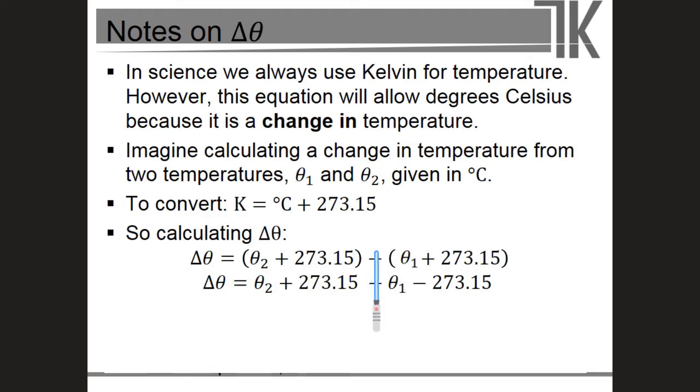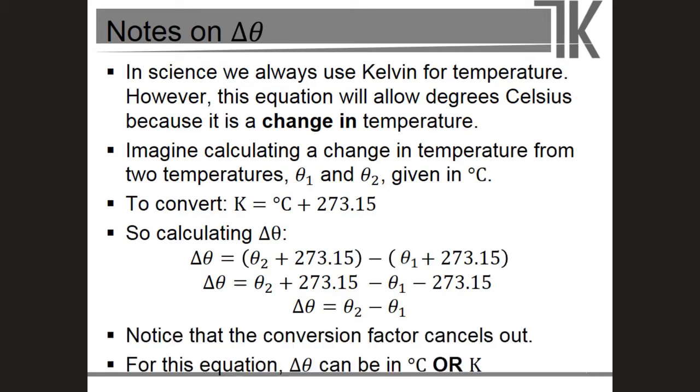That negative sign in front of that bracket gets multiplied through both, making both of these terms a negative. But now we've got a plus 273.15 and a minus 273.15, and these two cancel each other out, leaving us with delta theta is theta 2 minus theta 1. So our conversion factor there actually cancels out, and for this equation, delta theta, we can use it in degrees Celsius or in Kelvin. If you're in doubt and you're not too sure, always change it to Kelvin because that's what all of our other equations need to use. But for this one specifically, you can use degrees Celsius or Kelvin. And you might want to make a little bit of a note about that next to or underneath your equation.